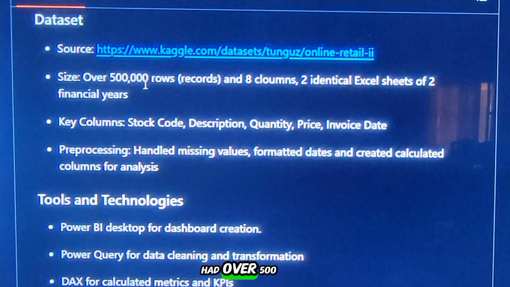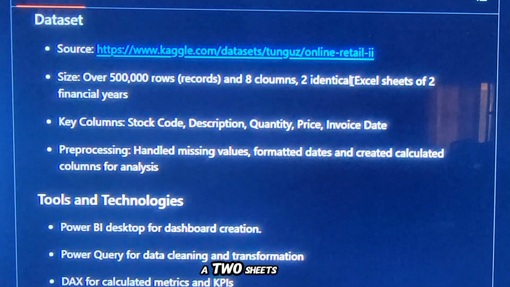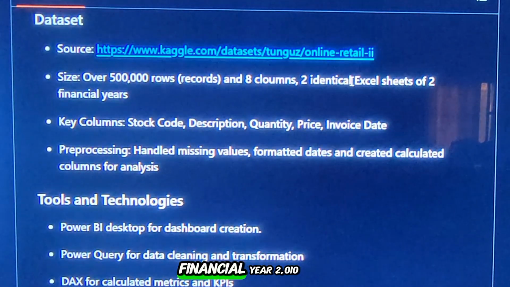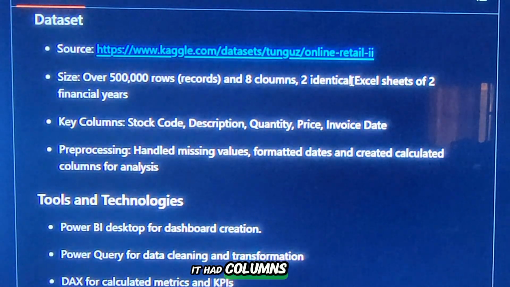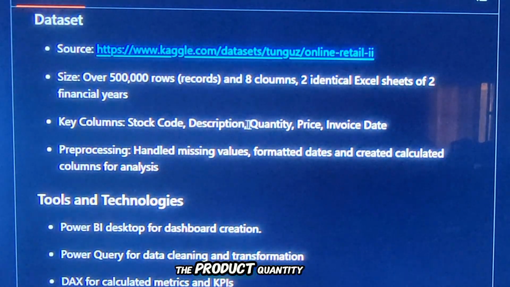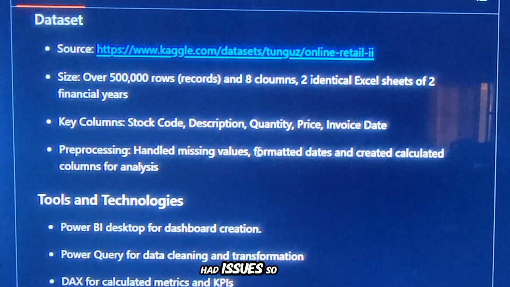And the data had over 500 key records. It had 8 columns. The data I used had 2 sheets, that's two sheets of 2 financial years. Let me see, like 2009, 2010, that's one financial year. 2010, 2011, that's another financial year. It had columns like stock code, the description of the product, quantity, price, and invoice date. And the data had issues, so I had to clean the data. But this was the data I used.